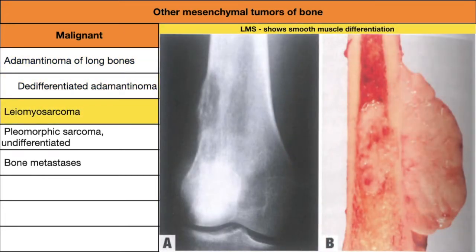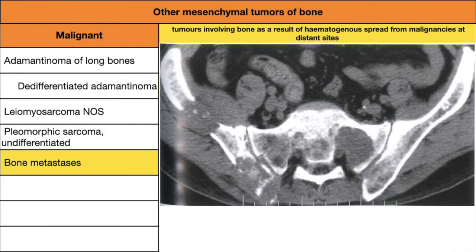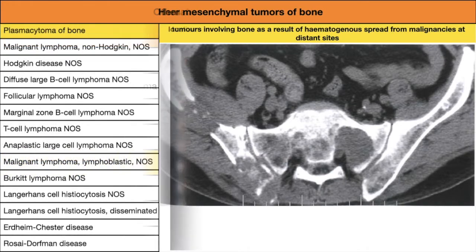Leiomyosarcoma are malignant other mesenchymal tumors of the bone. They show smooth muscle differentiation. Pleomorphic sarcoma or undifferentiated sarcoma have no identifiable line of differentiation. These are usually a diagnosis of exclusion. The bone metastases are also categorized in the malignant other mesenchymal tumors of the bone.